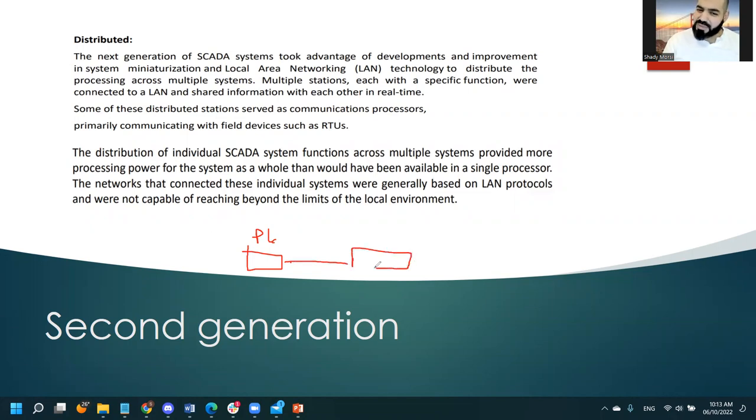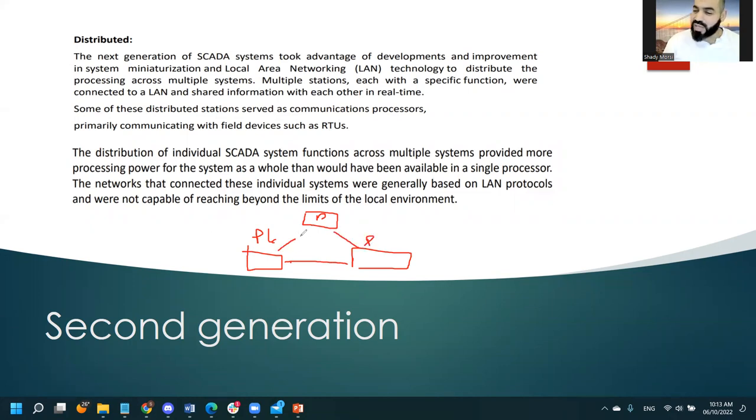And LAN at that time, in the 70s and 80s, was really common for communication. And then they said, okay, if I have a distributed control DCS system that is going to monitor the whole system, I will connect both PLCs to my DCS using LAN.